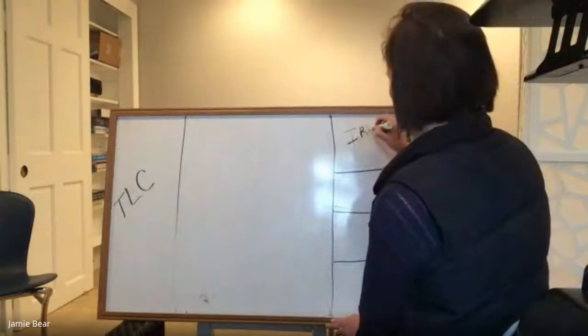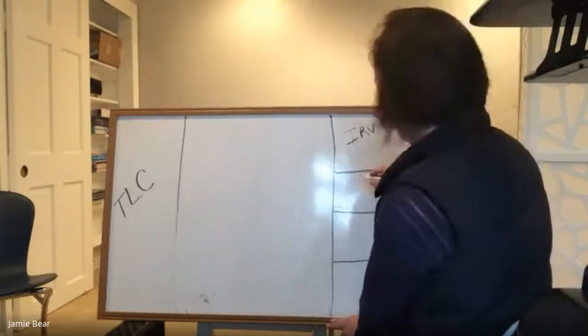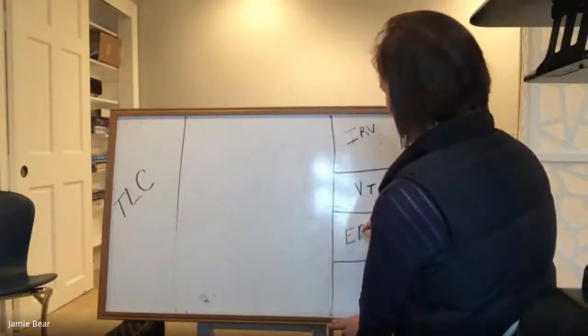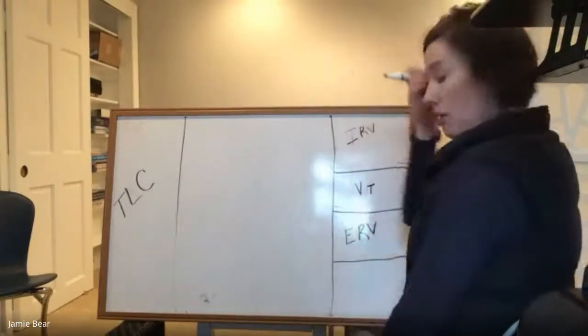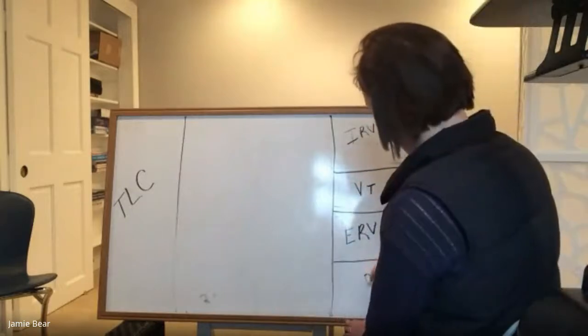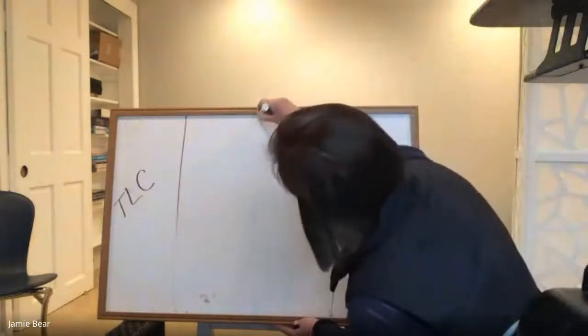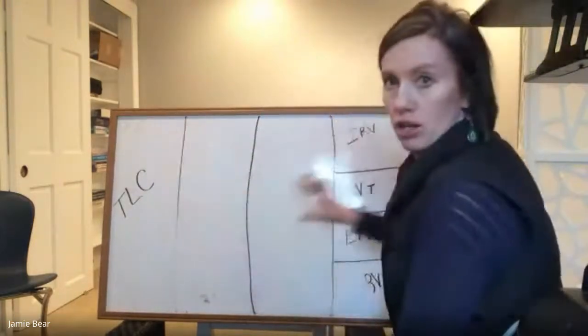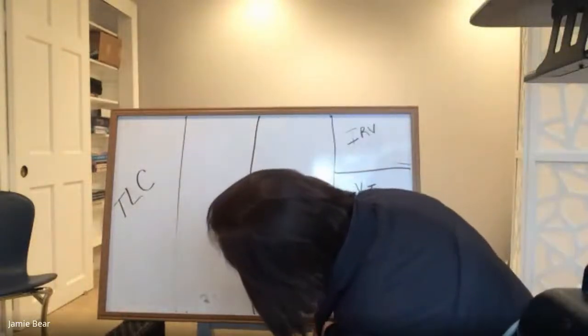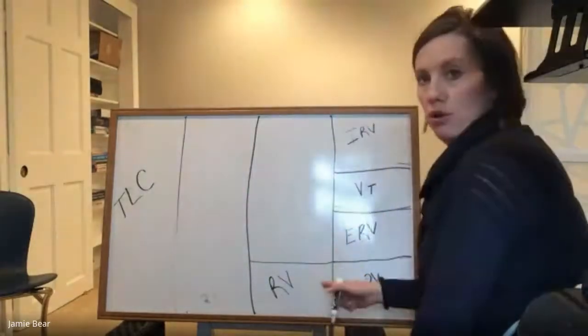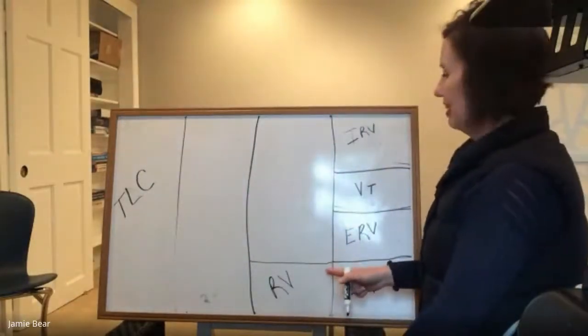Okay, so at the top here, we have IRV. The next one, we have tidal volume. Then we have expiratory reserve volume, and we have residual volume. Okay, so residual, and then let's draw one more. Okay, so there's 4 columns. So residual volume continues on. So residual volume is its own volume by itself.